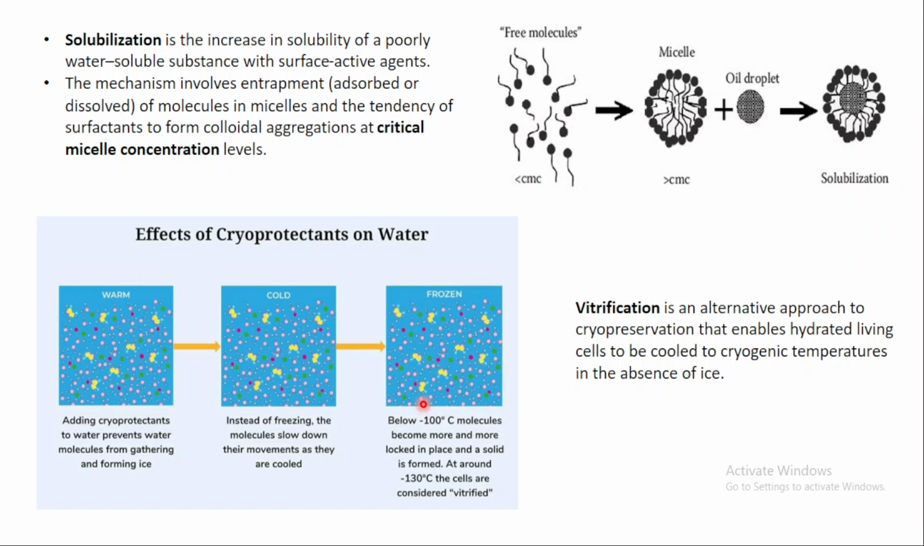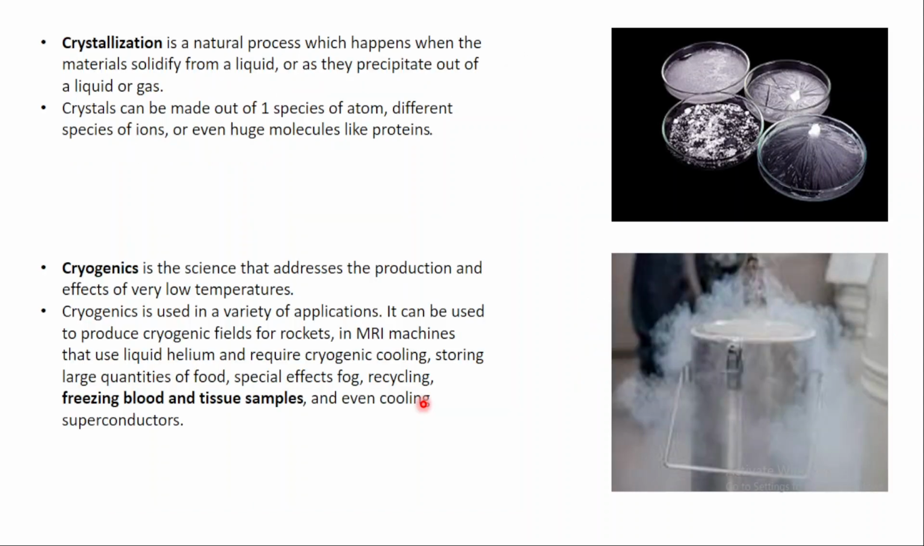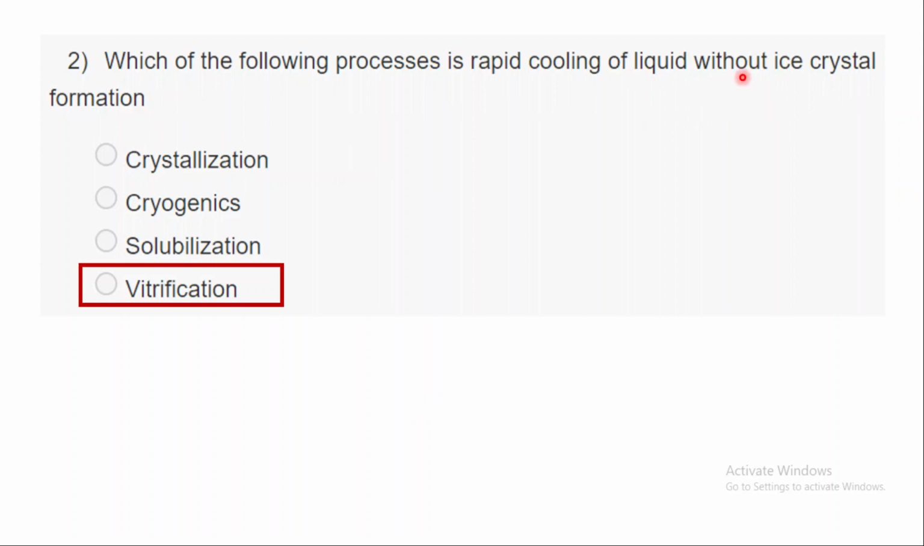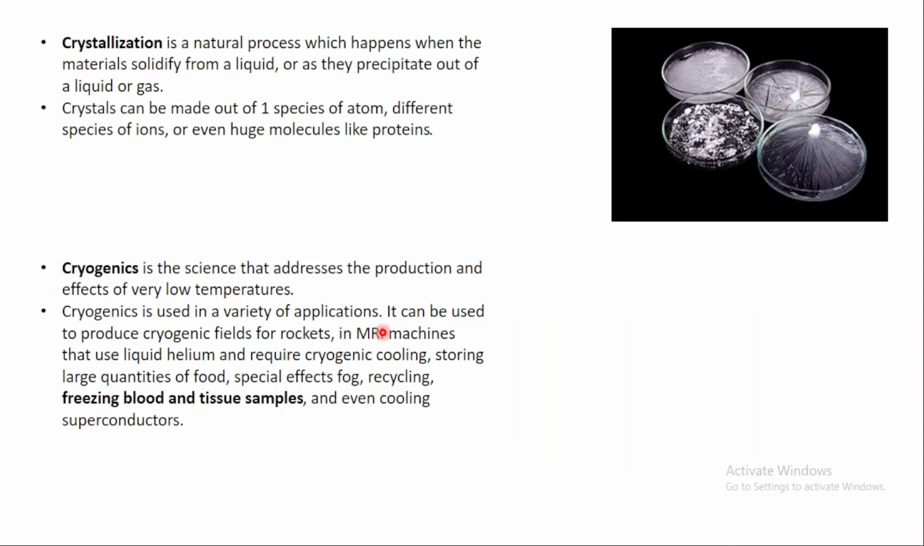So we have now learnt about all the four processes: crystallization, cryogenics, solubilization and vitrification. The answer to our question was reaching sub-zero temperatures or bypassing the ice stage, right? That was the question: rapid cooling of a liquid without ice crystal formation, and the answer is vitrification, which all the students have answered very correctly.